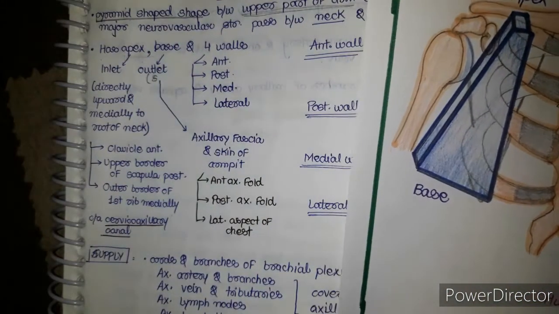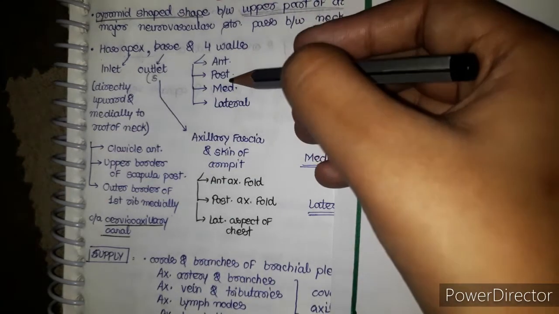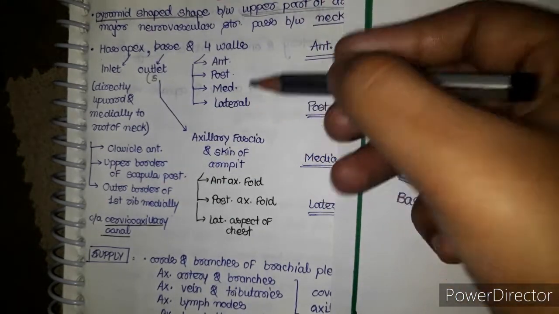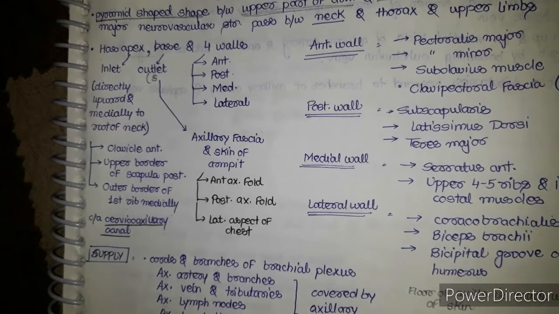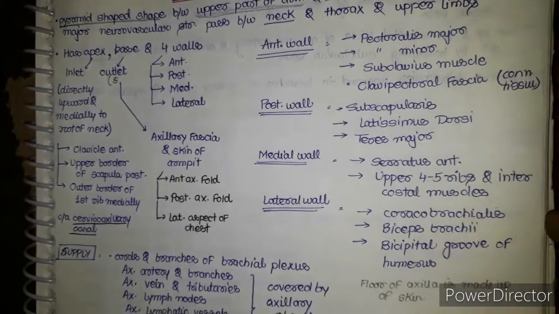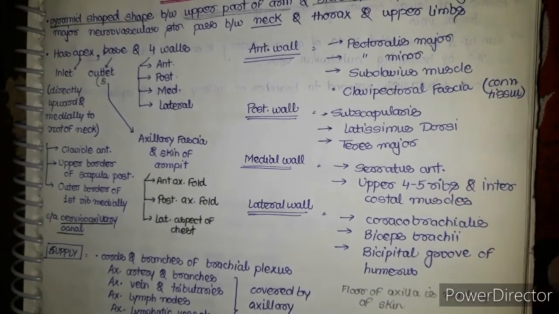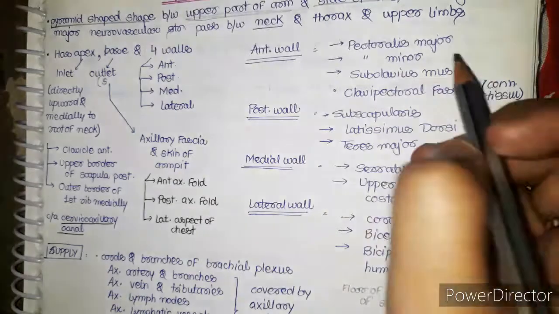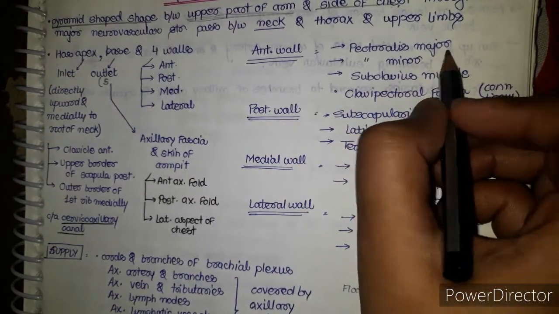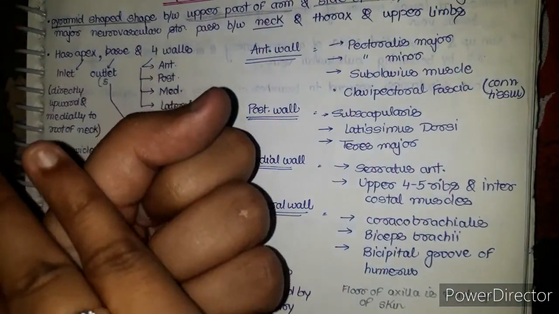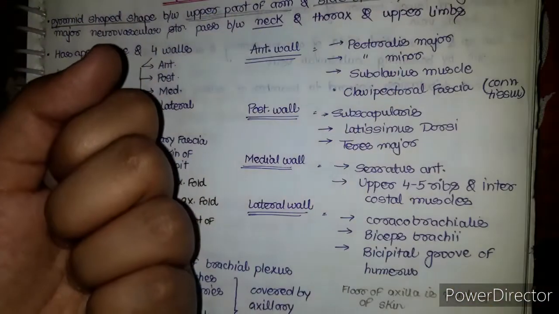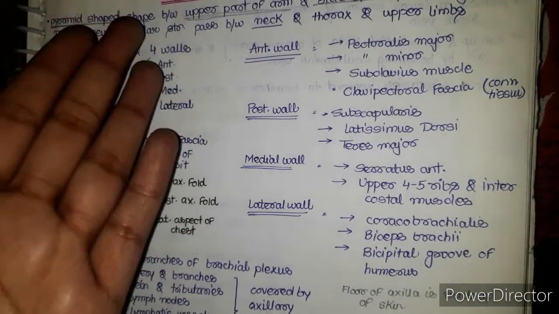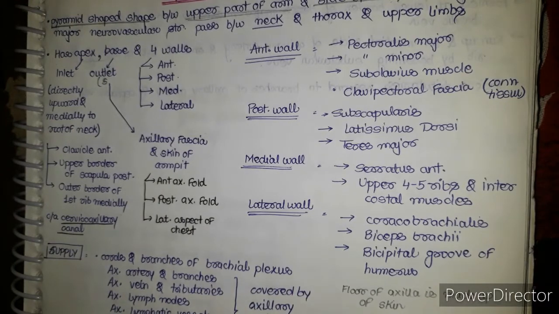Now come to the most important part, that it has four walls: anterior wall, posterior wall, medial wall, and the lateral wall. So now you have to learn which muscle or which structure is present on each wall, and you have to mug up all these structures. So first we will talk about the anterior wall. On the anterior wall we have pectoralis major. That means the anterior wall is made by pectoralis major. Below that we have pectoralis minor, then subclavius muscle, which is the muscle of the clavicle, then the clavipectoral fascia, which is a connective tissue.